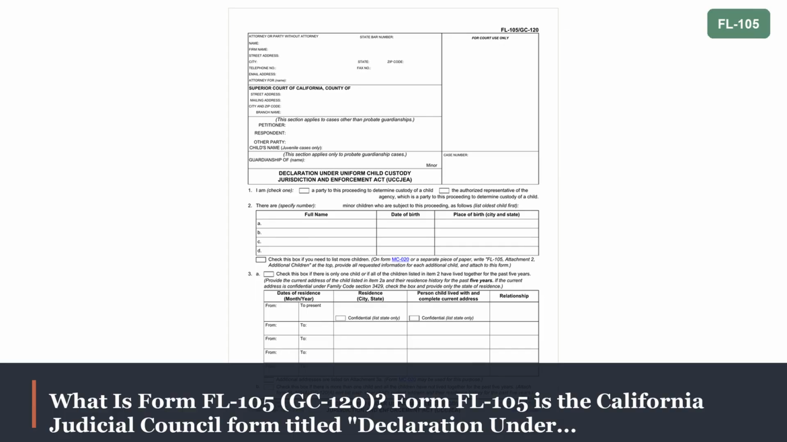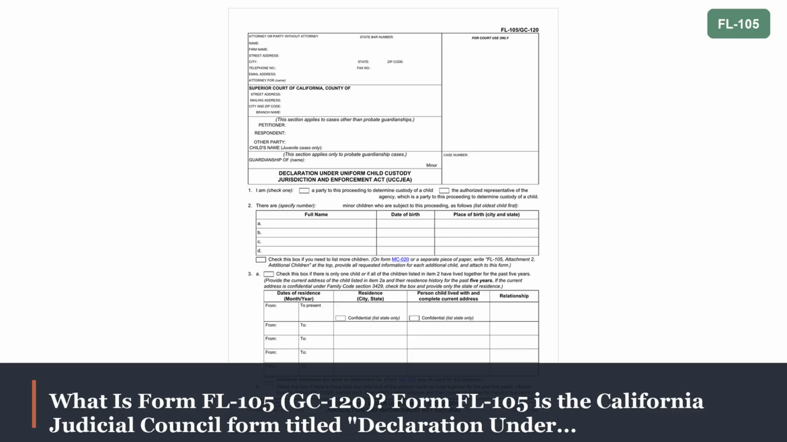Form FL-105 is the California Judicial Council form titled Declaration under Uniform Child Custody Jurisdiction and Enforcement Act, UCCJEA. It carries a second number, GC-120, because the same form is used in guardianship cases handled in probate court as well as family law cases. The UCCJEA is the law that determines which states' courts have authority to make and enforce custody orders when a family's history touches more than one state.